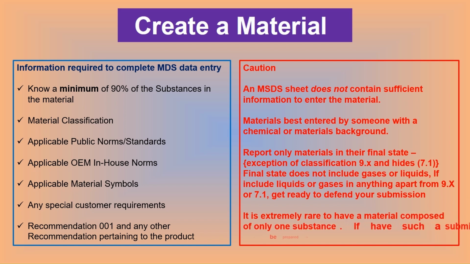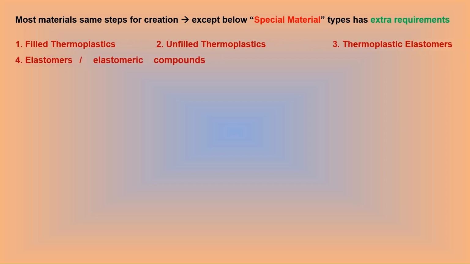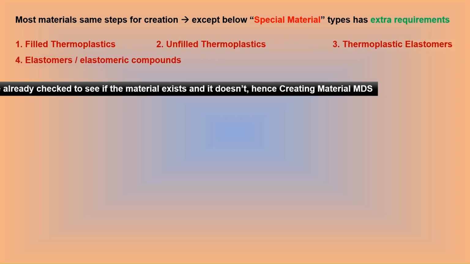It is extremely rare to have a material composed of only one substance. If you have such a submission, be prepared to defend it. Most materials have the same steps except special materials, that is, filled thermoplastics, unfilled thermoplastics, thermoplastic elastomers, elastomers or elastomeric compounds.